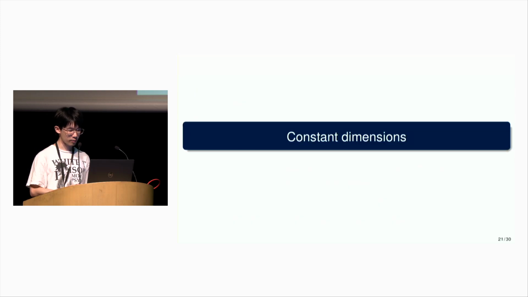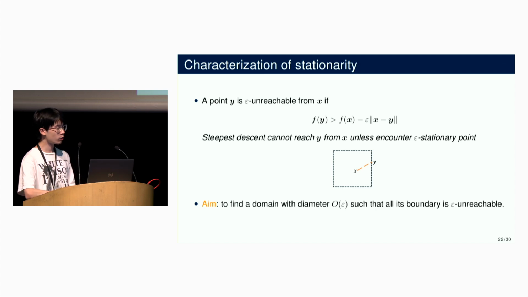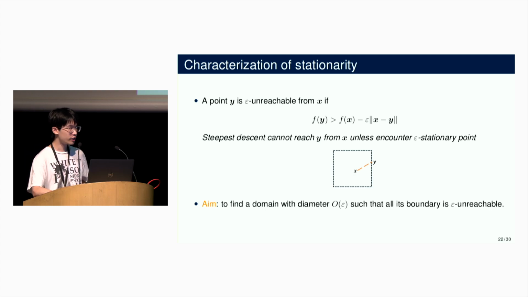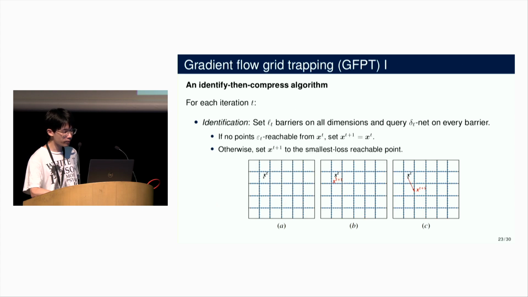Then I talk about the constant dimension case. For the constant dimension case, we give a characterization of the decision point, which means that for some region, if all points on the boundary are not reachable from the start point x, then there must be some decision point in this region. Then the goal is reduced to finding a domain with a small enough diameter whose boundary is all unreachable.